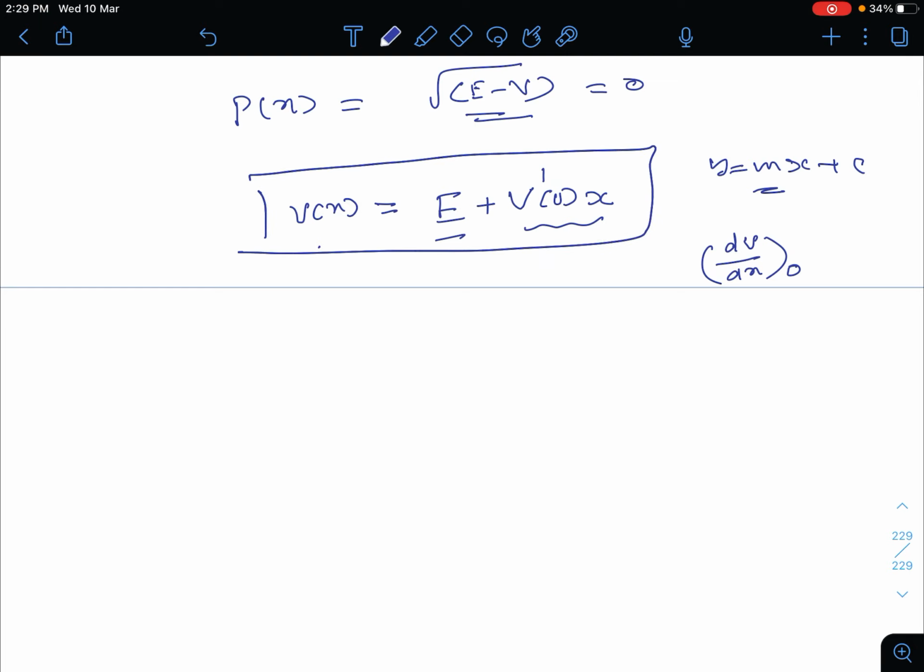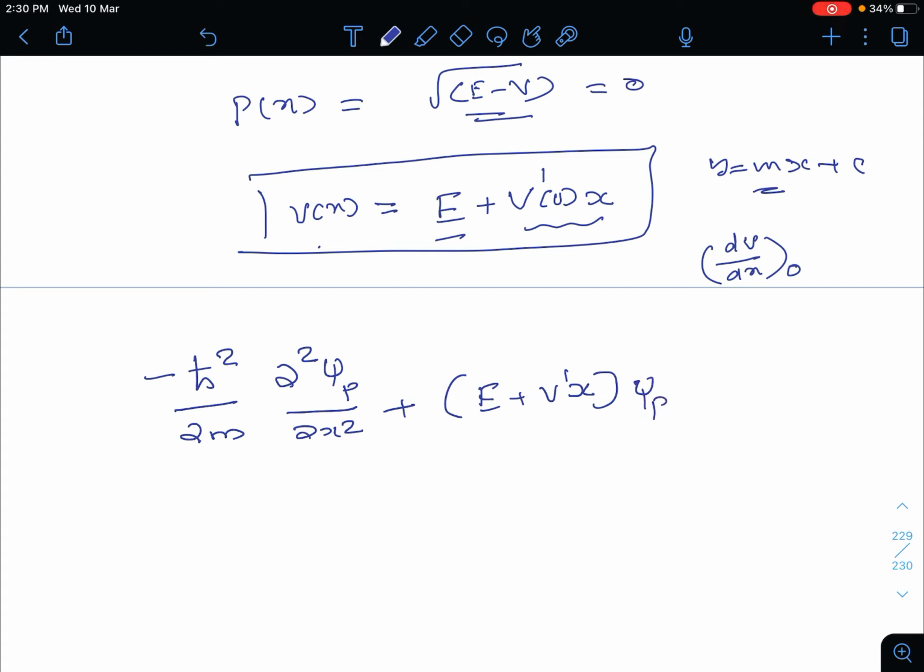Clear? Okay. Now the Schrodinger equation at that point can be rewritten as minus h cross square by 2m dou square psi p, the wave function at this patch, by dou x square, plus the potential, which is simply E plus V dash of 0 times x, times psi p, is equal to E psi p.